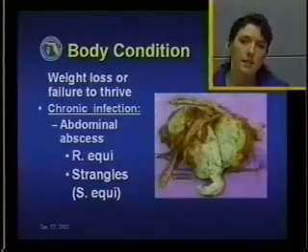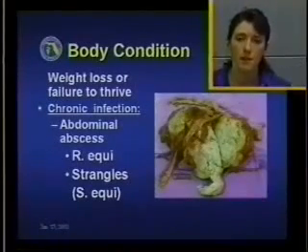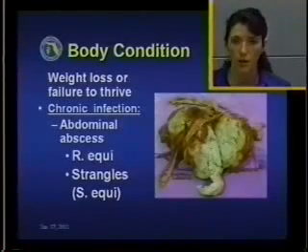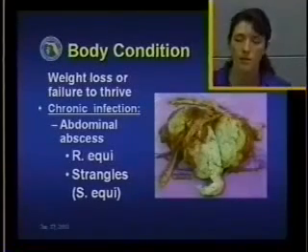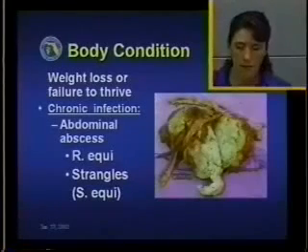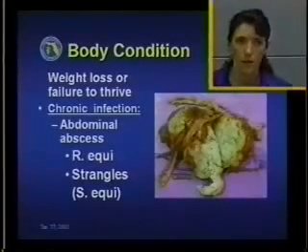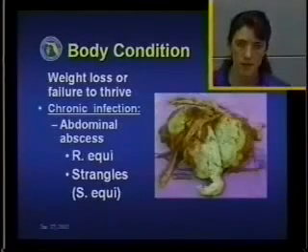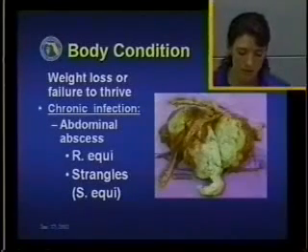Some of the most common bacteria that we see associated with these abdominal abscesses are Rhodococcus equi, mostly in young horses, or strangles, which is associated with Streptococcus equi var equi. These two bacteria will be addressed in the respiratory portion of this talk.